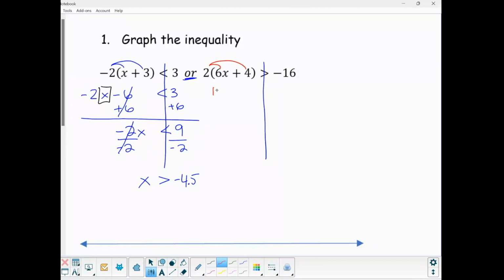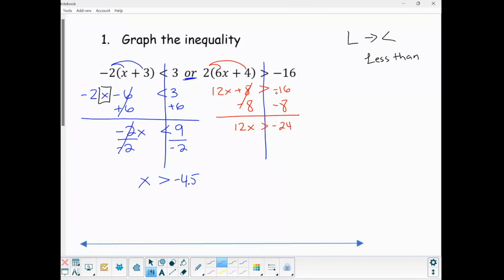Distribute the 2. We get 12x. 2 times 4 is 8. And this is going to be our greater than -16. Remember, if it looks like an L, it's less than. Just a little side note. All right, we're gonna do the opposite operation. We want to get this x by itself, so we're gonna subtract 8 from both sides. 8's are gone. You're left with your 12x is greater than -24.